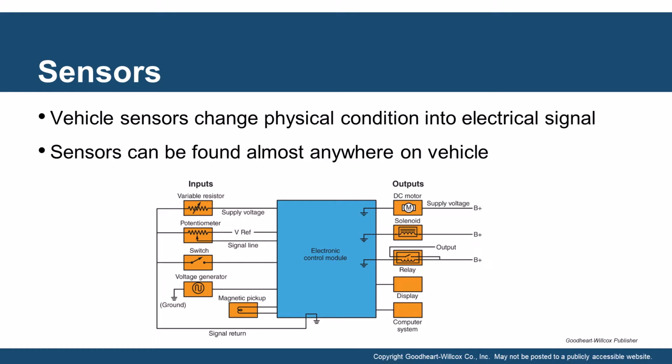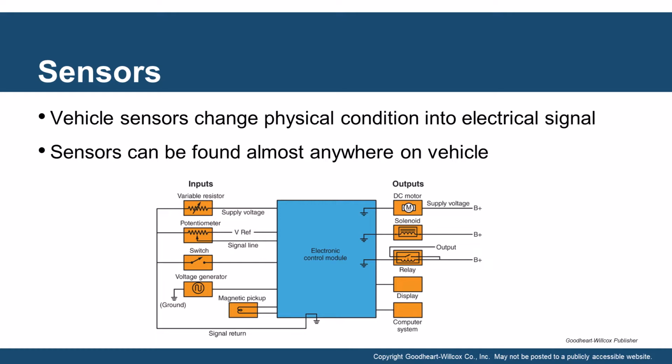There are variable resistors, potentiometers, general switches, and voltage generators, very similar to a battery. Even an O2 sensor is known as a voltage generator. And then there are magnetic pickups. These are all sent over to the ECM, and these sensors can be found anywhere on the vehicle.